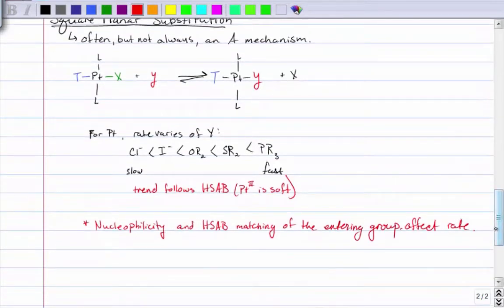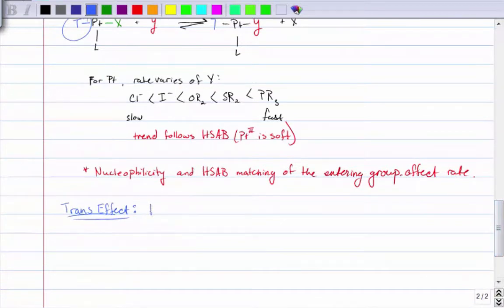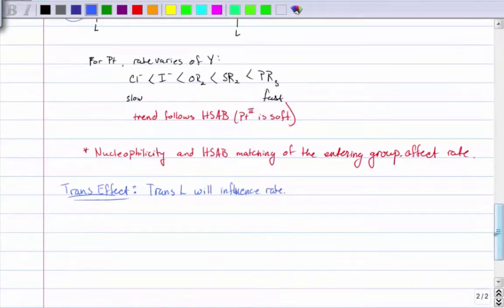So in square planar complexes, there's something called the trans effect. And the trans effect is talking about this ligand that I wrote as a T that's trans to the leaving group. So it's important that whenever we're speaking about the trans effect, it's understood that we're talking about the ligand that's trans to the leaving group. It turns out that the ligand that is trans will influence the rate of the reaction. So trans ligands will influence the rate of the reaction. And there are two ways that this happens.